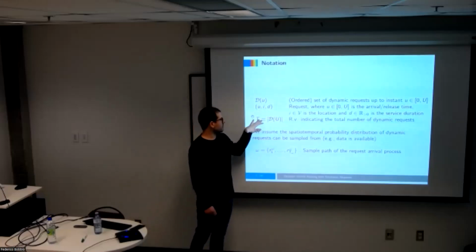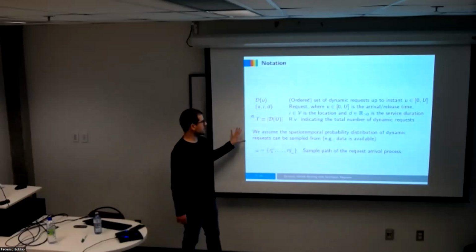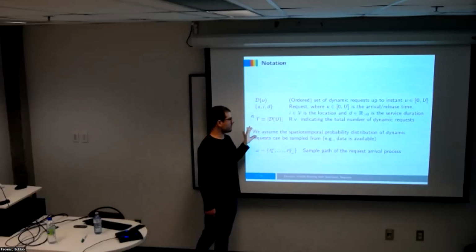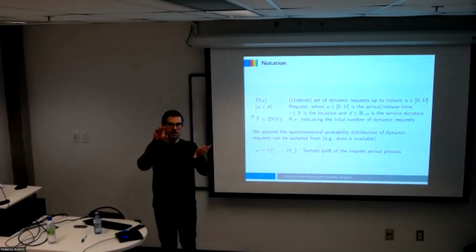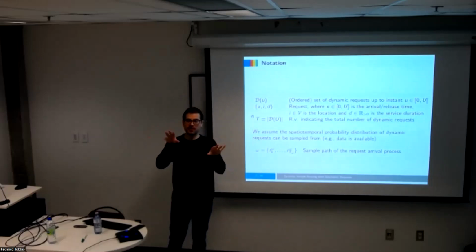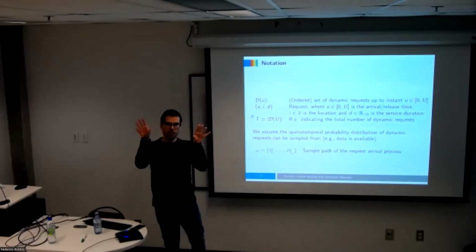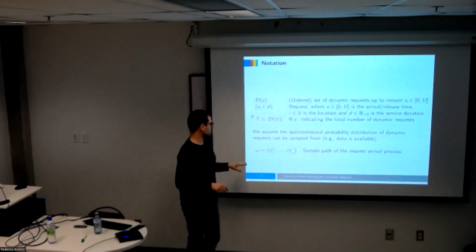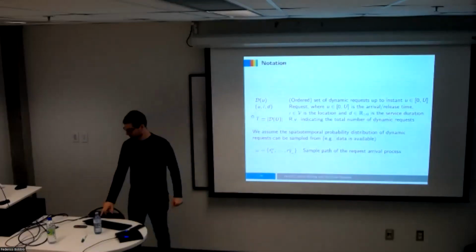And you have this random variable. We define this capital T as the random variable representing the total number of dynamic requests. And we assume that we can sample from the probability distribution of dynamic requests. So in this network, those requests are arriving over time in different parts of the network. And we assume that we can draw sample paths from this spatial temporal distribution. All right, so you can sample from the request arrival process.